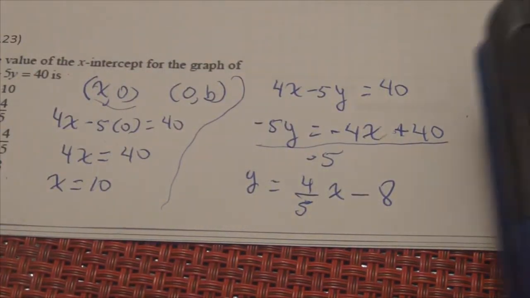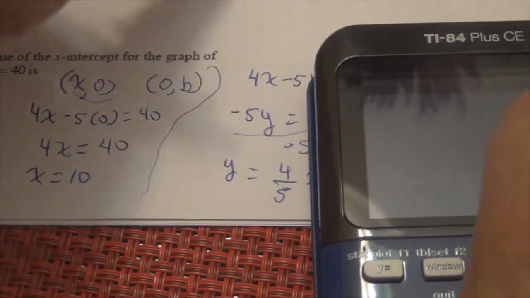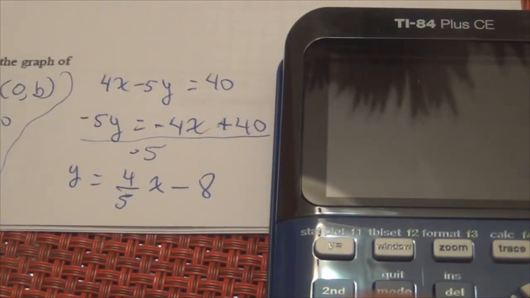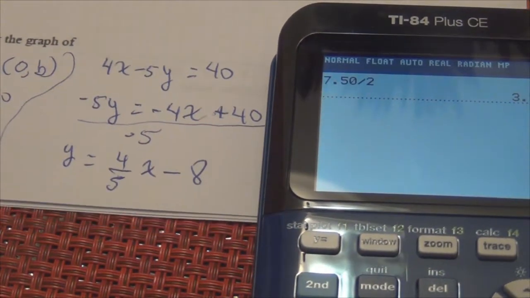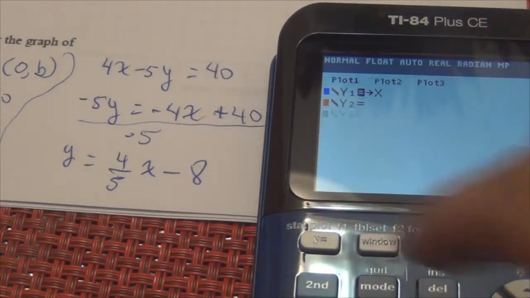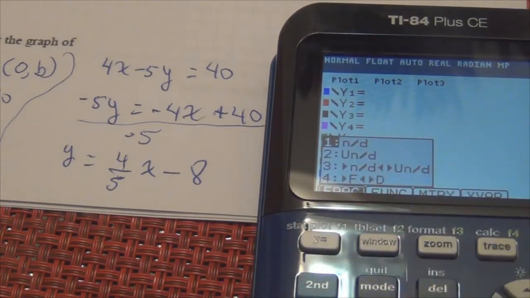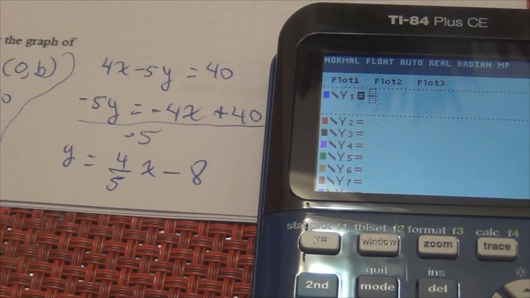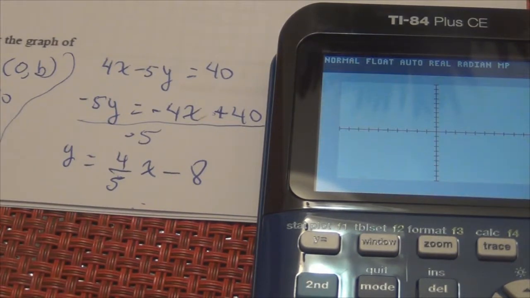And then you grab your calculator once you solve for y, and you're going to put it in the calculator. So what am I going to put in the calculator? Let's see. So I'm going to go y equals, and I'm going to put alpha y equals fraction. So 4 over 5x minus 8. I'm going to graph it so you could see it.